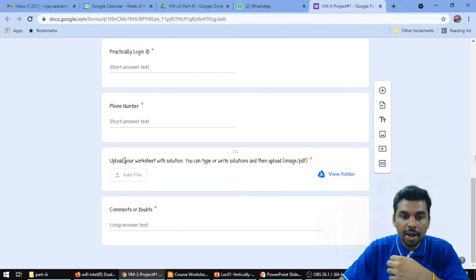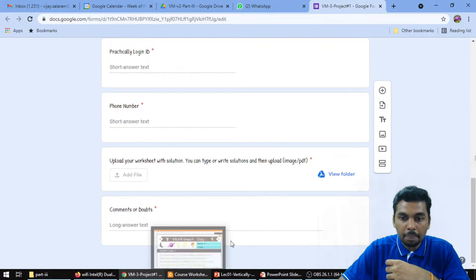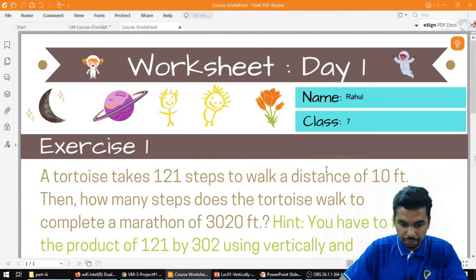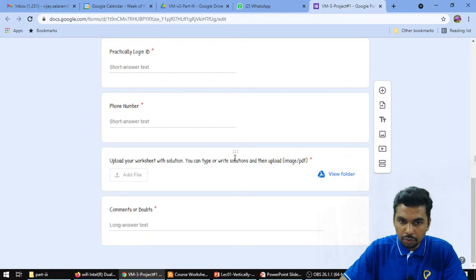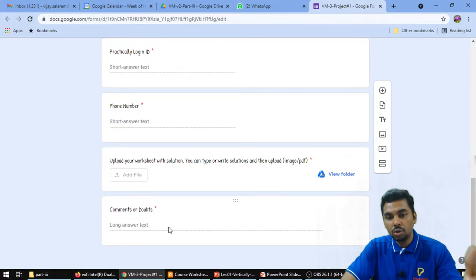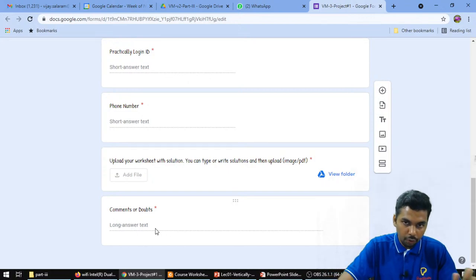So in the form, I have given an option to upload the worksheet with solution. So you just need to upload this saved PDF, which you can easily do. So in your form, there will be an option to add file. Currently, it is not activated. In your form, it will be activated. So there you can add the file and you can give some comments at the end, whether you liked the lecture or some doubt was there. You can put all the feedback here in the form. So after the lecture, kindly see the description box.